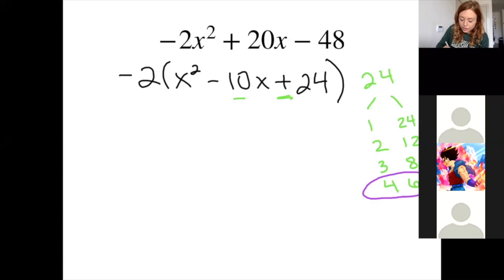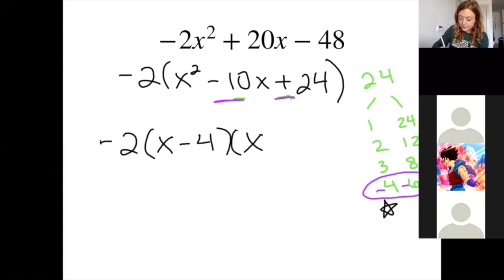Then I look over here, and because it's a -10, they're both going to be negative. So -4 plus -6 would give me the -10, and a negative times a negative still gives me a positive. So then I'm ready. Drop down the -2, open a parenthesis, x minus 4, and x minus 6. And that's your answer.